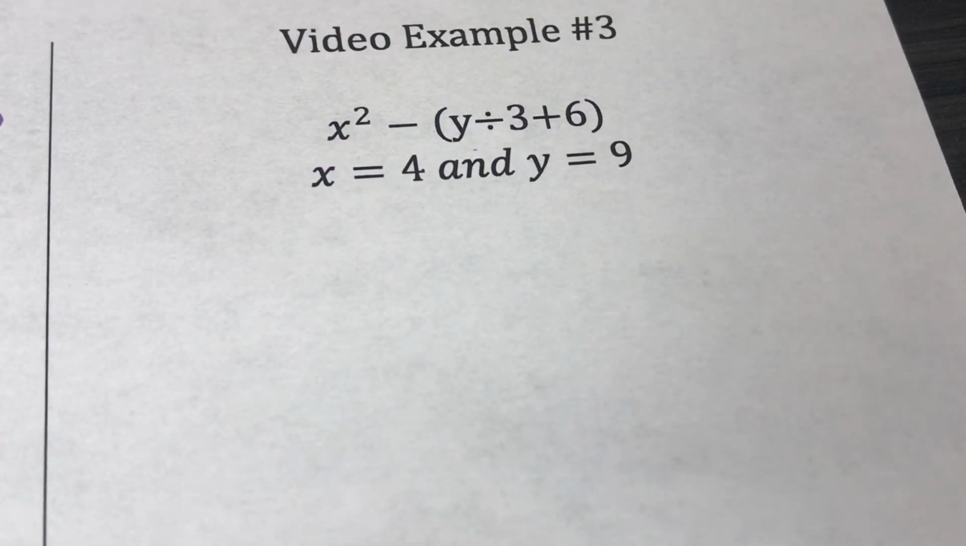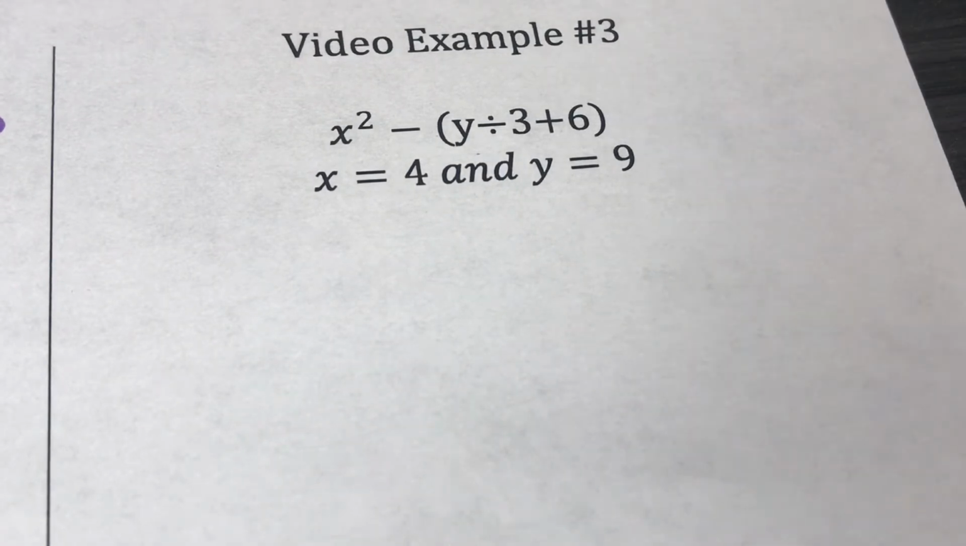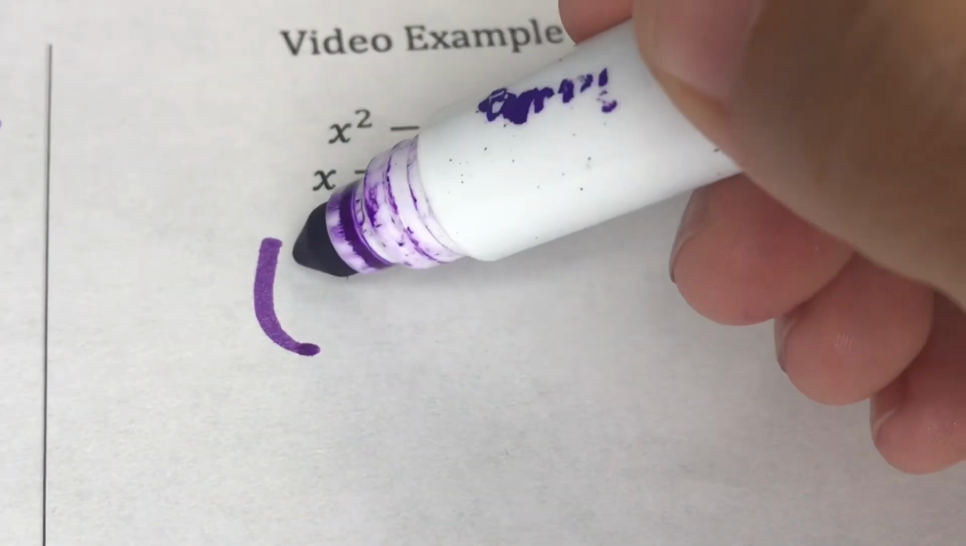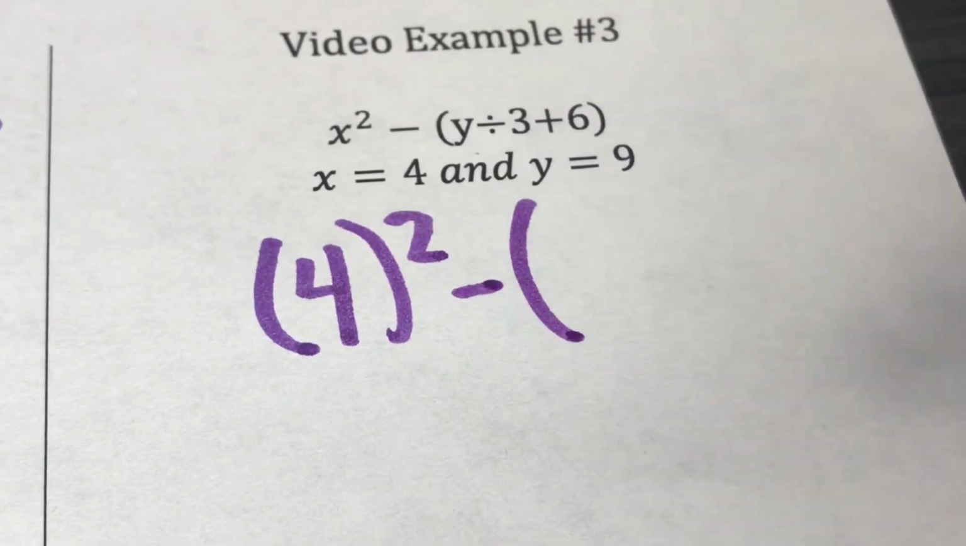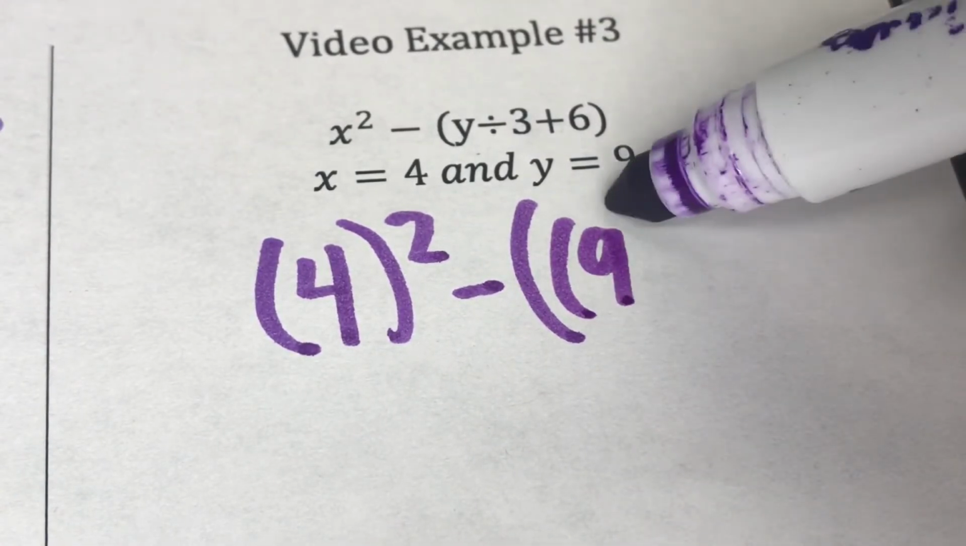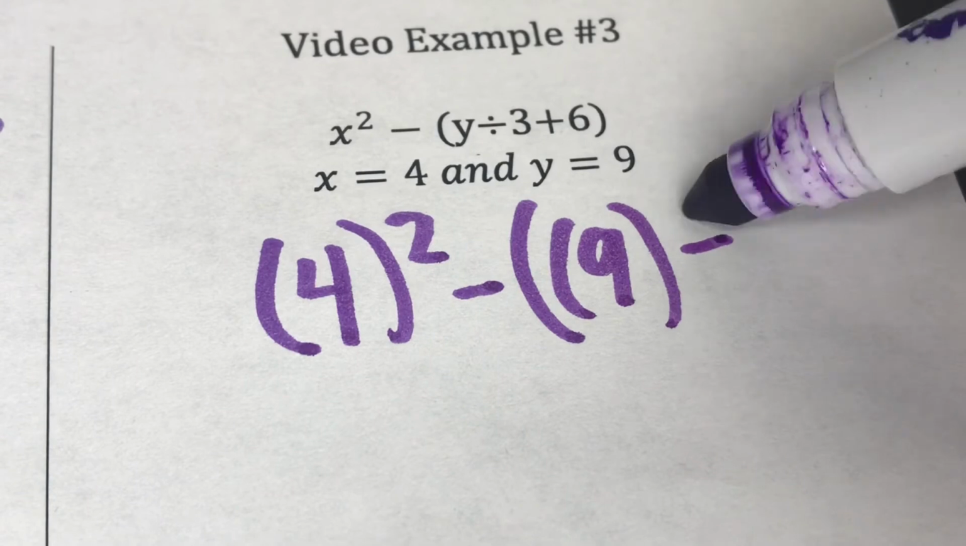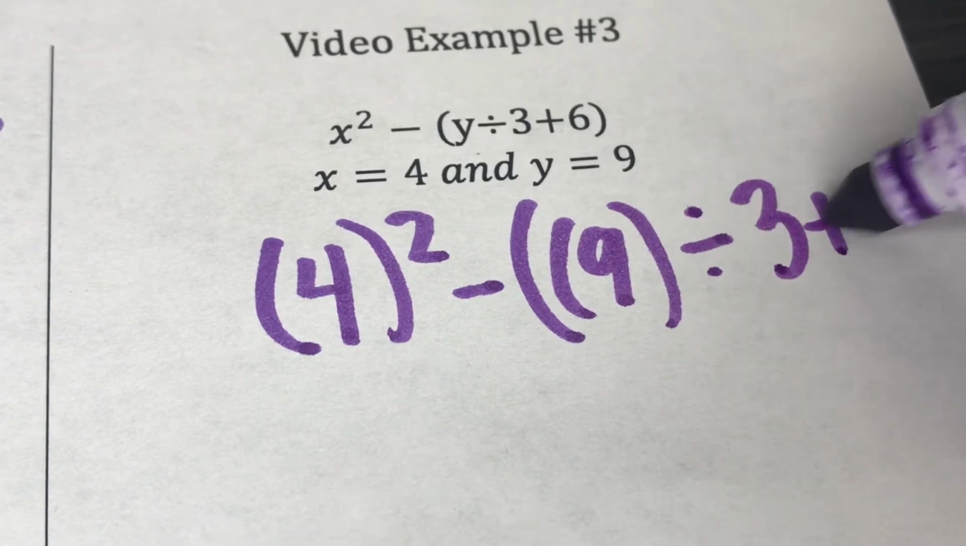Our last example is a fun one. We're going to do the same thing. We're going to plug in 4 where we see an x and plug in 9 where we see a y. So let's rewrite our expression with our variables plugged in. So instead of an x, we're writing a 4 squared. Minus, instead of a y, we're writing a 9. And then let's rewrite the rest of the expression.